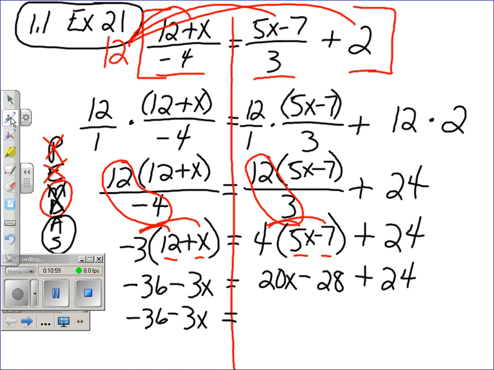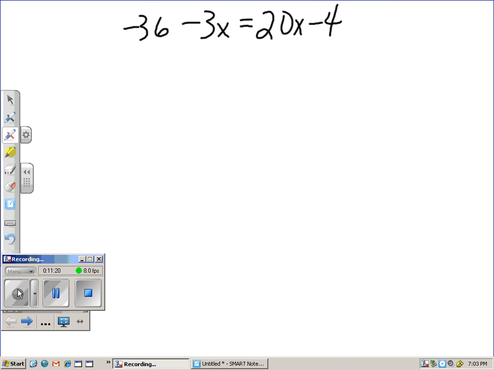But looking over here on the right side, I see an x term, a whole number, and a whole number. I can put those whole numbers together. They're like terms. So put a negative 28 together with a positive 24. Your calculator will verify that that's a negative 4. Your 20x we didn't mess with, bring it down. Okay, so we stand at negative 36 minus 3x equals 20x minus 4.